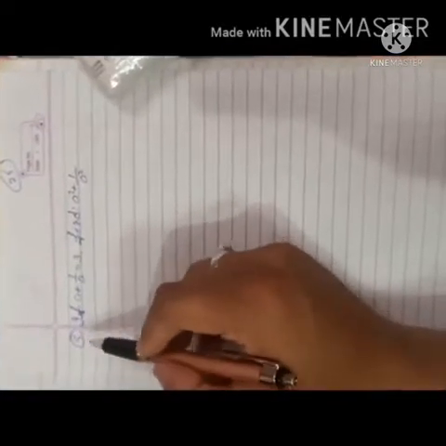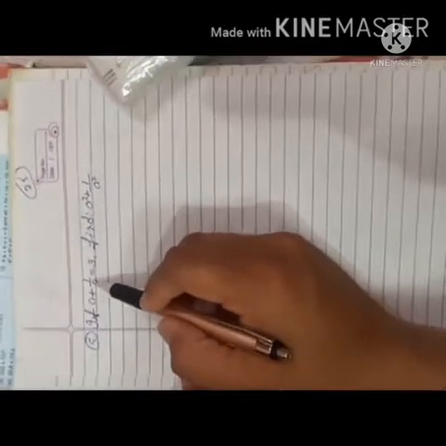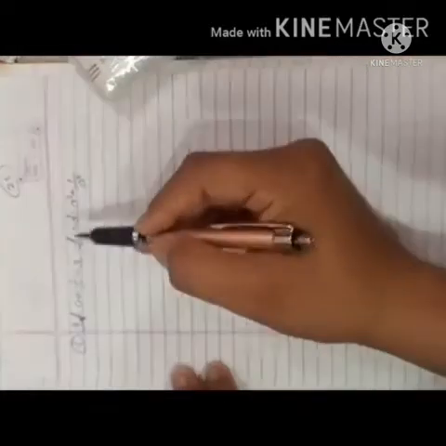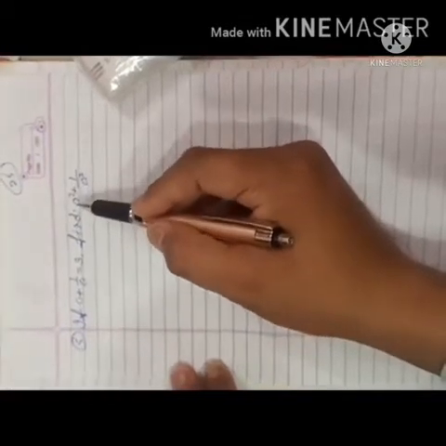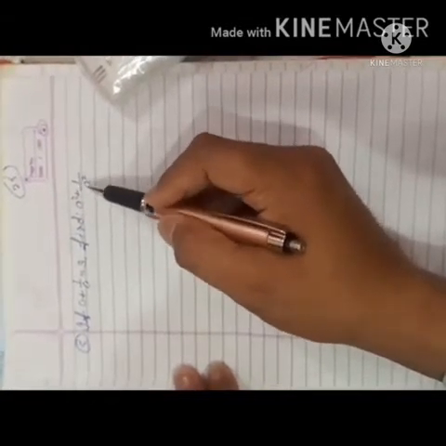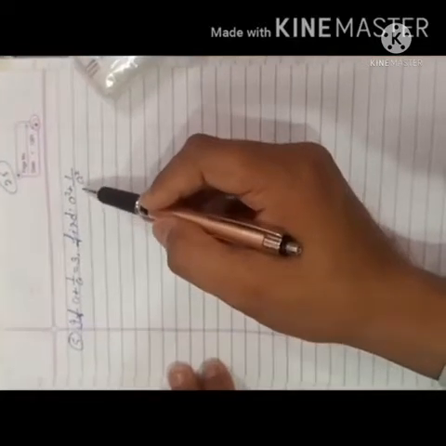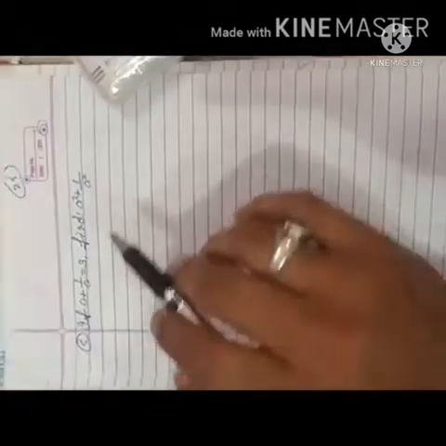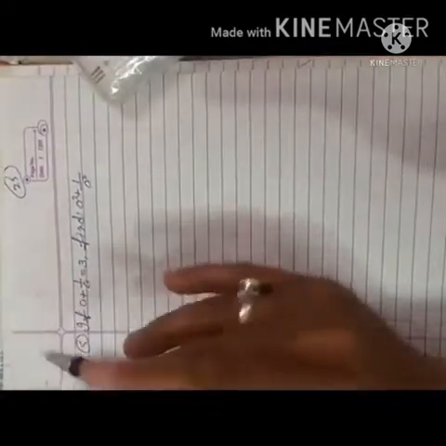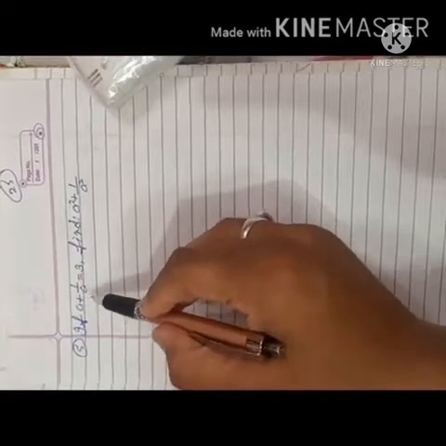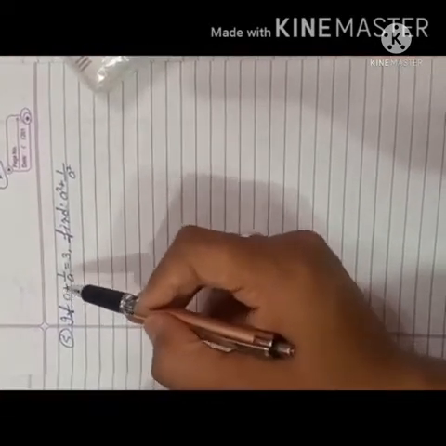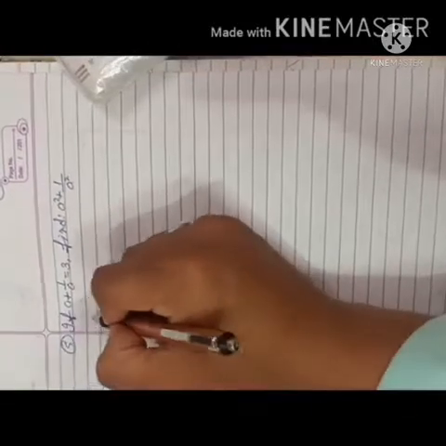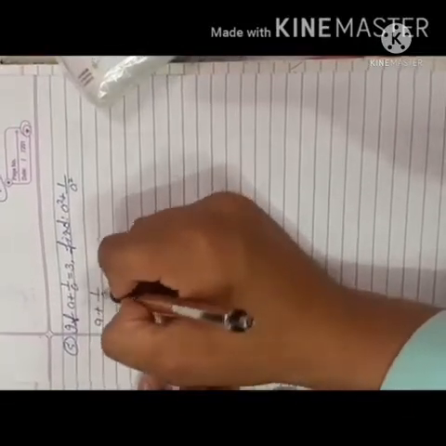Now students, see the fifth sum. If a plus 1 upon a is equal to 3, find a square plus 1 upon a square. So students, we have to find a square plus 1 upon a square. Is there any formula of a square plus 1 upon a square? No formula. So now we will see what is given. A plus 1 upon a is given. So we can use the formula of a plus 1 upon a whole square. It means we will do the squaring on both sides.